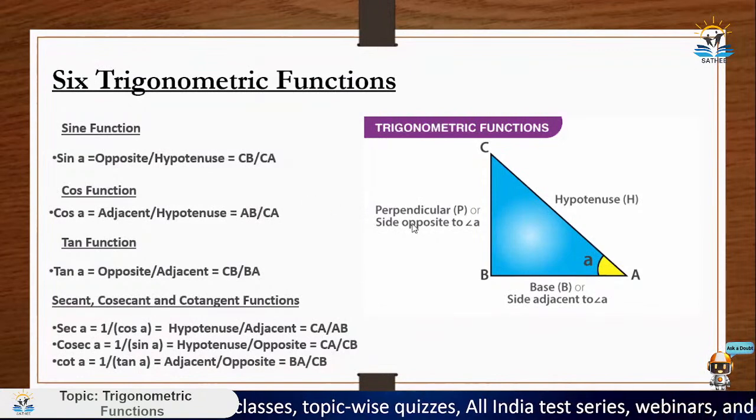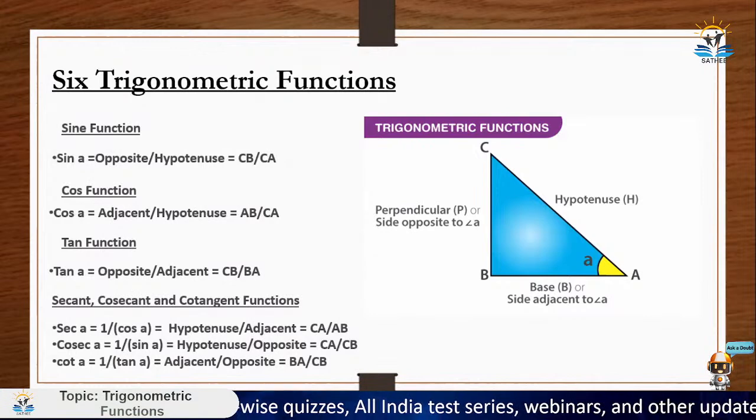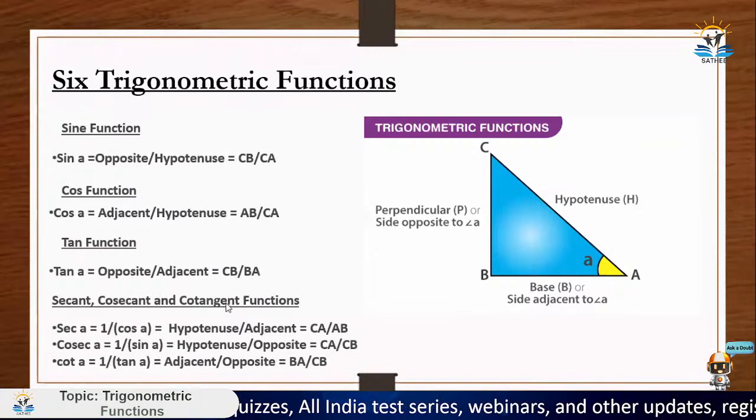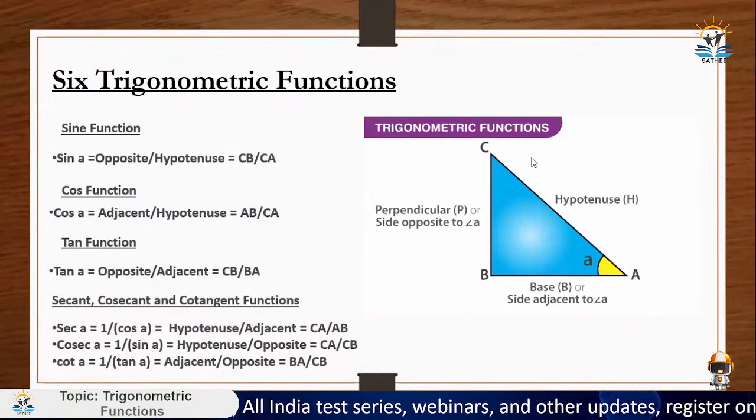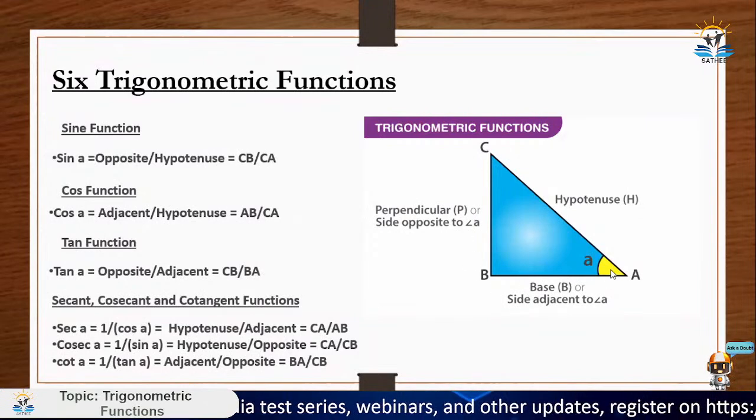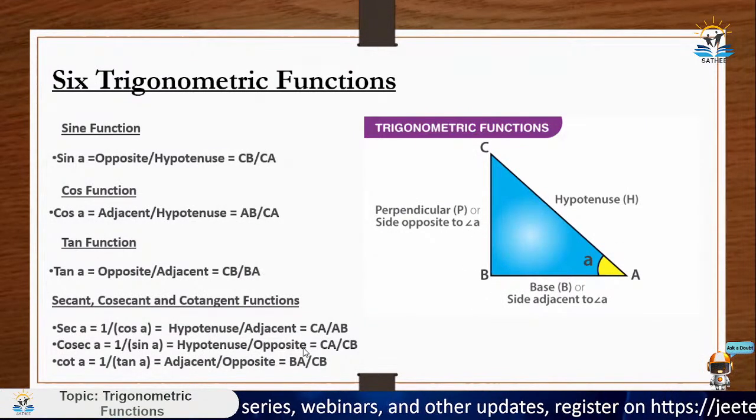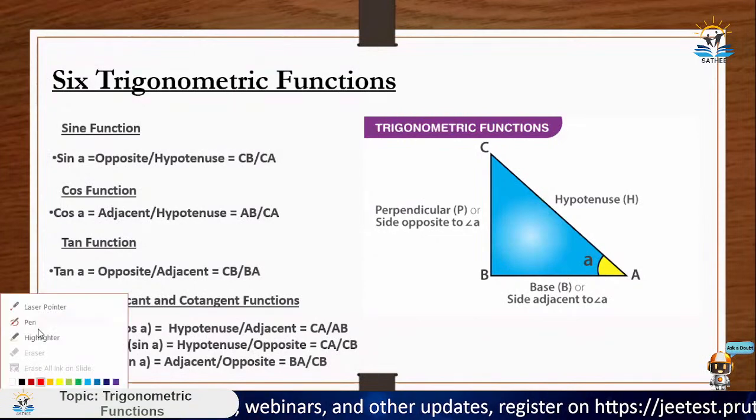See, basically there are six types of trigonometric functions: sine, cos, tan, secant, cosecant, cotangent. So let me define it one by one. Firstly, what you will do, you will take a triangle. Everybody knows that one angle is 90 degrees. Let me show it with a pen.